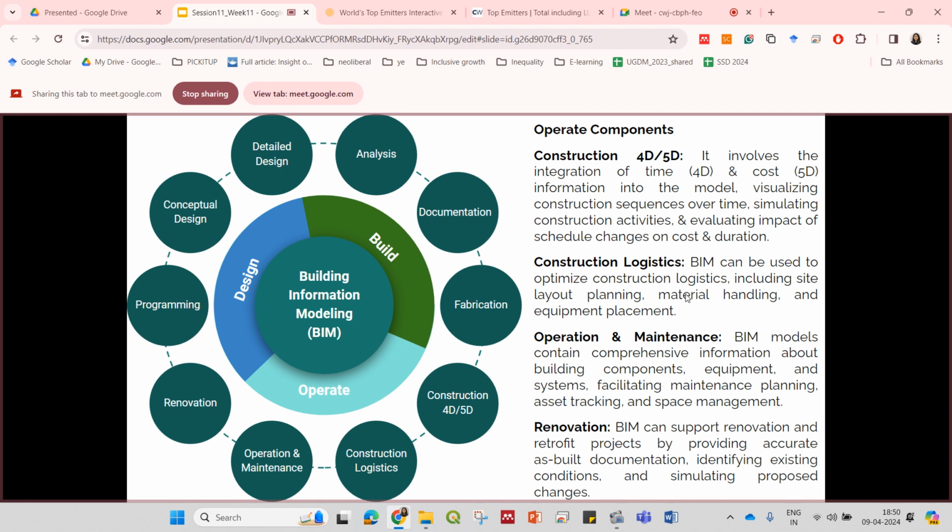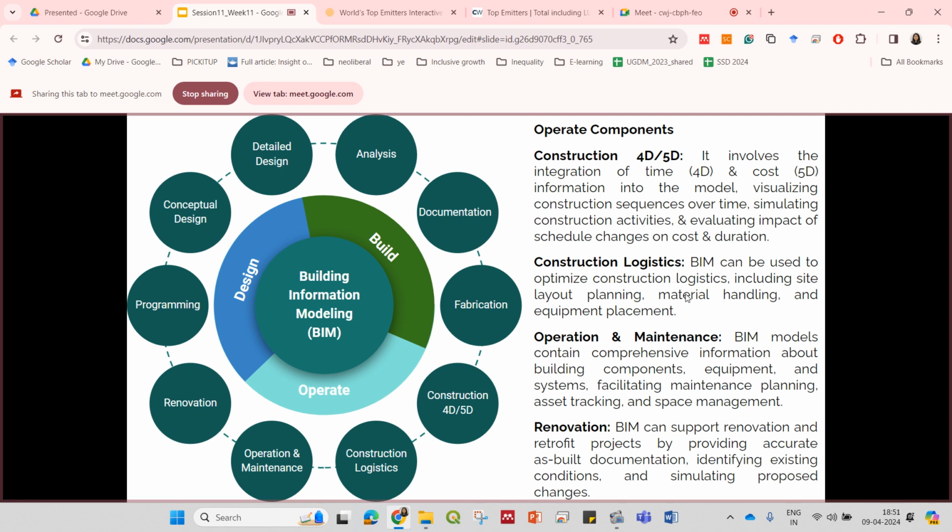Then is the construction logistics. BIM can help you optimize the construction logistics, including site layout planning, material handling, equipment placement, etc. You can visualize all that, which can help you optimize the construction and costs better. Then is the operation and maintenance. In this, the BIM model contains comprehensive information about building components, equipment, and systems, which facilitates maintenance planning, asset tracking, and space management. Last is the renovation.